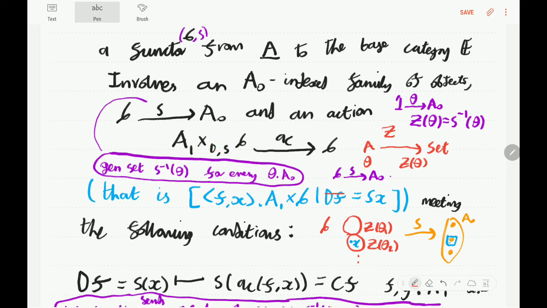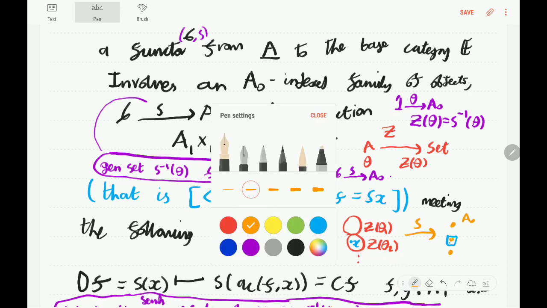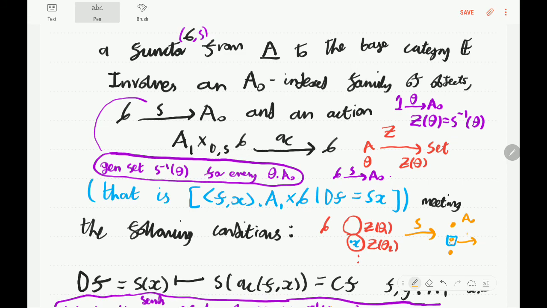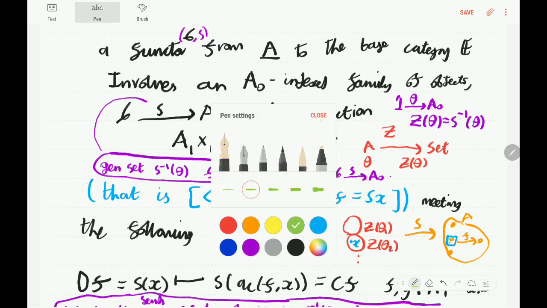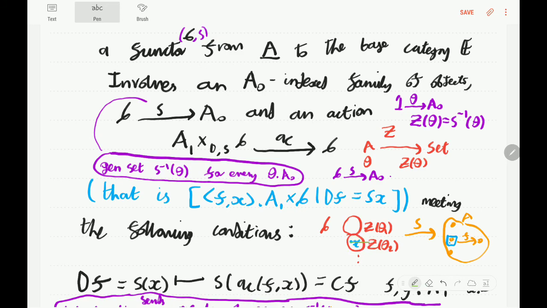Where we want to think about basically the collection of arrows F, where we can do the F action on X. So we want to have an arrow like F in A, and we want to be able to think about what happens when we do this F action on this element X of zeta.